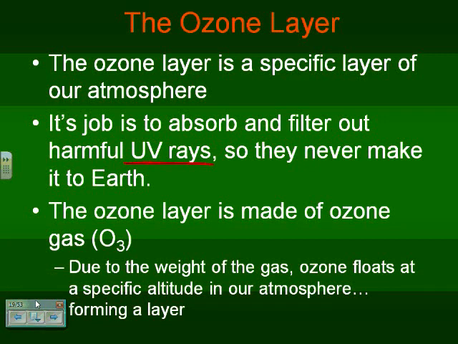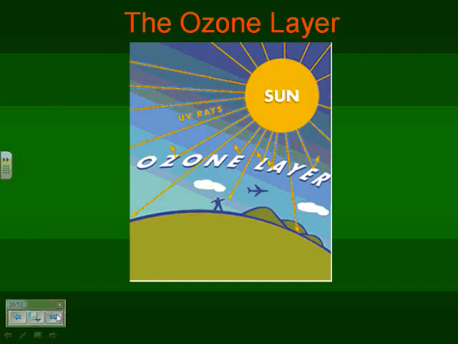All right? It's made of O3 gas. So not O2 as in oxygen, but O3 is ozone. And because of the weight of that gas, it flows to a specific altitude in our atmosphere, and it creates this layer, right? Almost like this insulation layer.